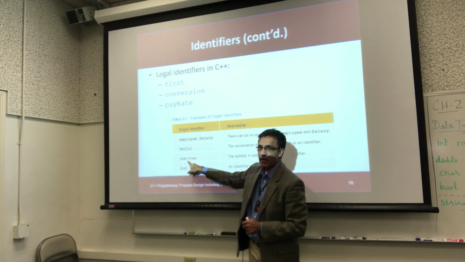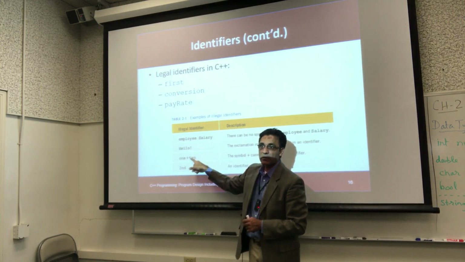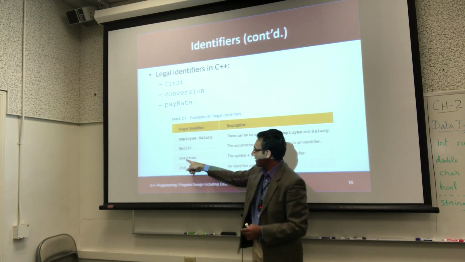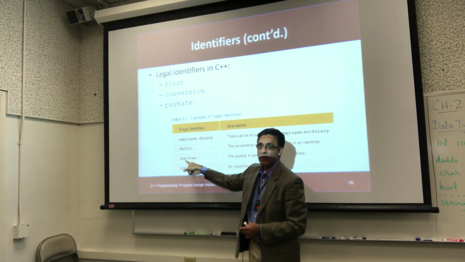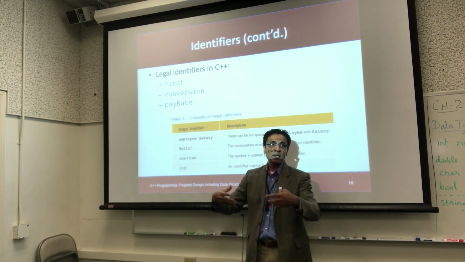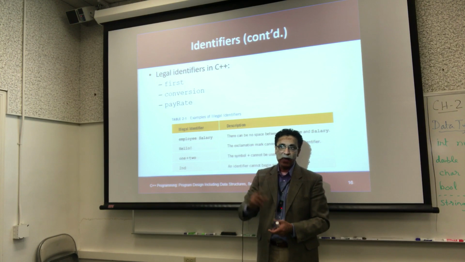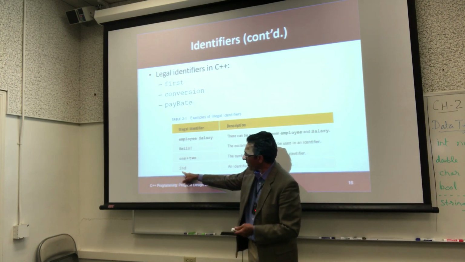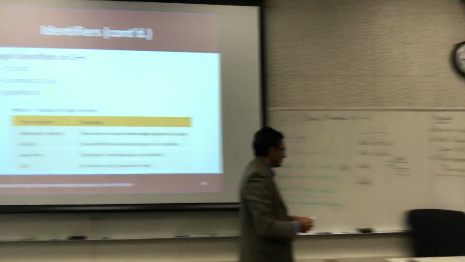This is illegal because the compiler is going to think these are two different variables. That's not our intention. Our intention was just to have one variable, but this is actually confusing. Although I can use the plus to add two different variables, when you declare a variable you cannot have a special character like plus. And this is also illegal because it's starting with the underscore.